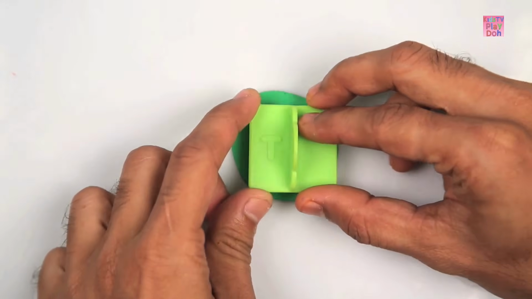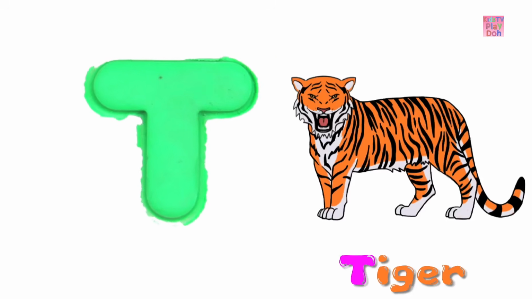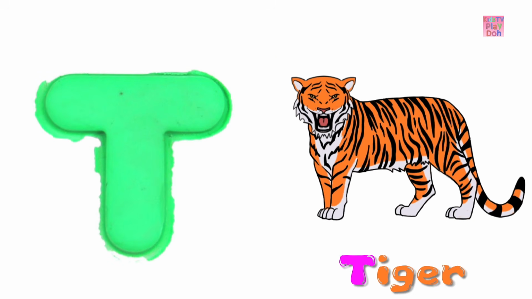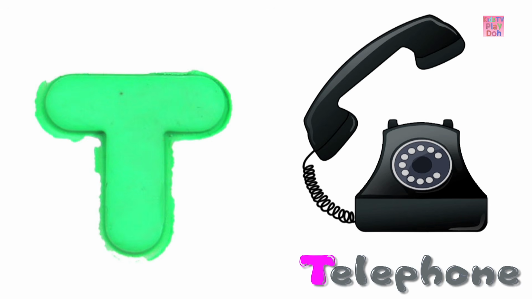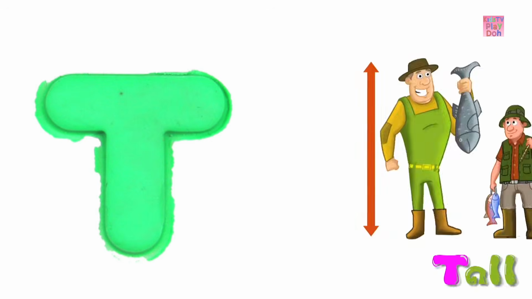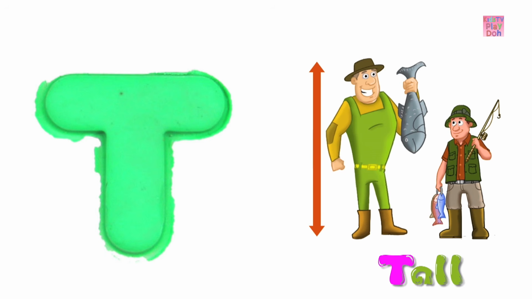Here comes the letter T. T. T is for tiger, tiger. T is for tennis, tennis. T is for telephone, telephone. T is for tall, tall.